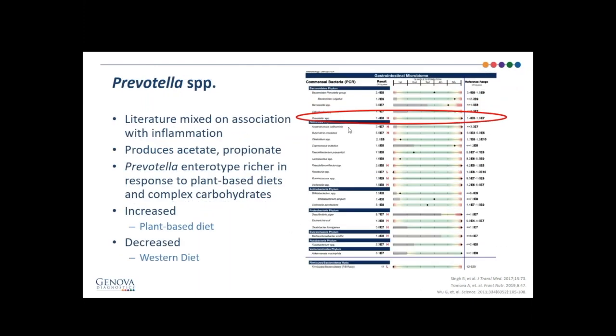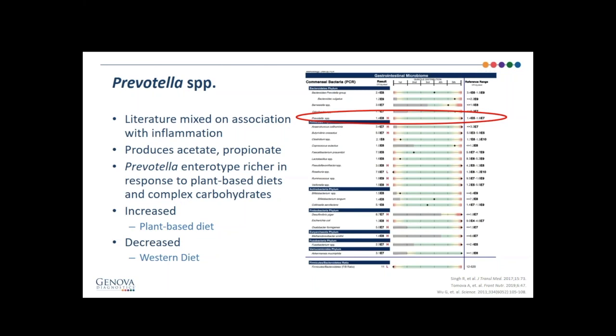The next target that we're looking at here is Prevotella species. The literature's mixed on the association with inflammation. Some says pro-inflammatory, others says anti-inflammatory. The Prevotella group produces short-chain fatty acids, acetate and propionate. The Prevotella enterotype is richer in response to plant-based diets and complex carbohydrates.